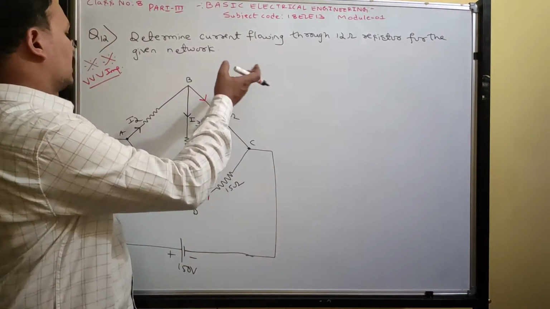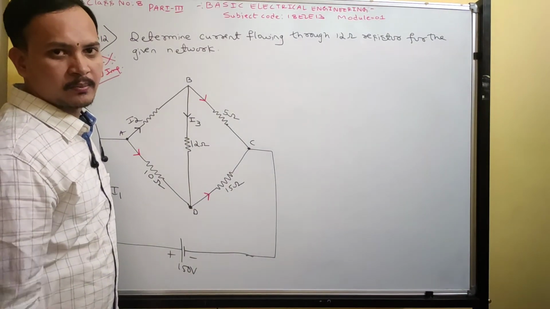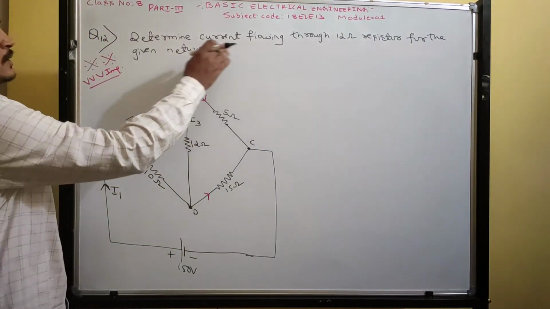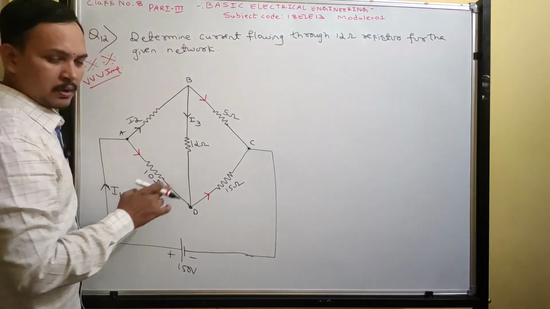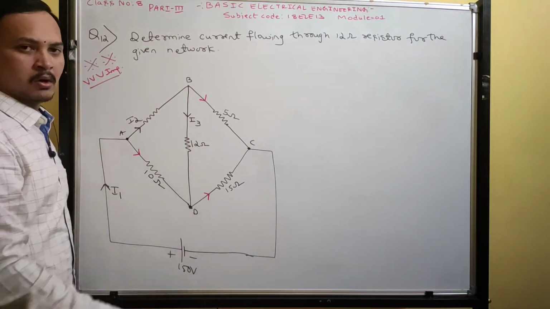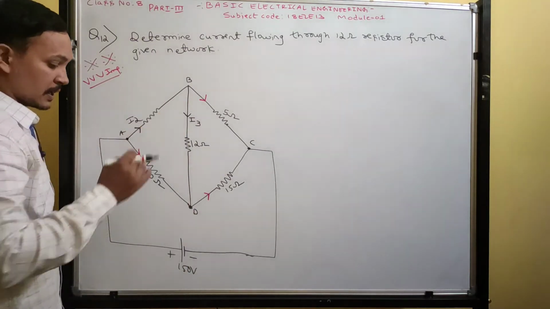Okay guys, we are discussing the last problem on Kirchhoff laws. Determine the current flowing through the 12 ohm resistance. Where is the 12 ohm resistance? Here. You have to find the current flowing through this 12 ohm resistor for the given network.